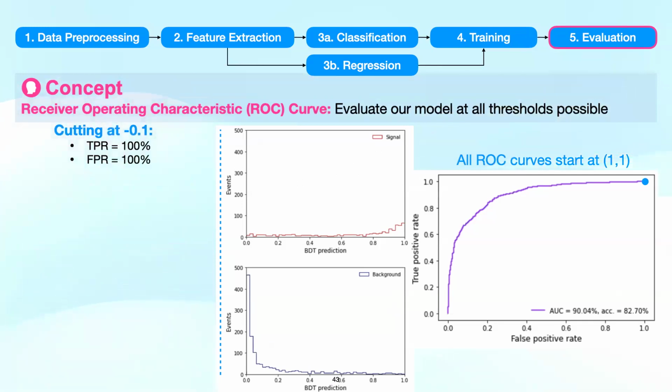If I'm cutting at -0.1, it means I'm accepting every single waveform as a signal, right? So in this case, my true positive rate is 100% because every single signal event got accepted as a signal.